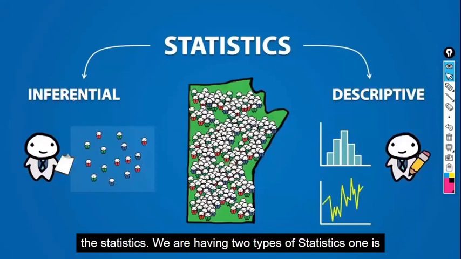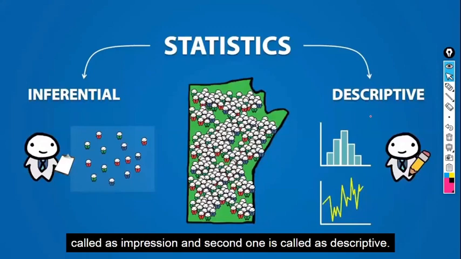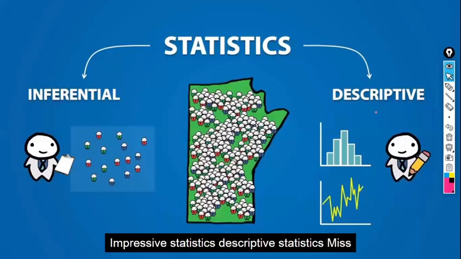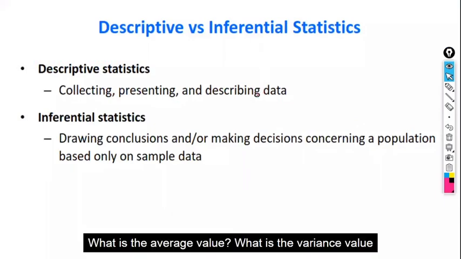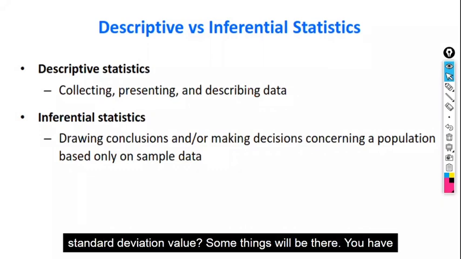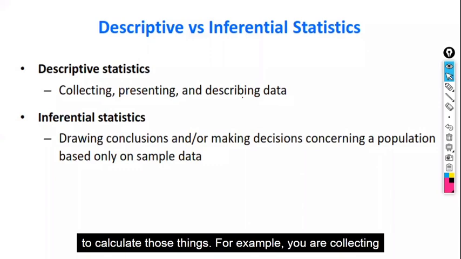Now within statistics, we have two types. One is called inferential and the second one is called descriptive. Descriptive statistics means you just collect the data and describe it. What is the average value? What is the variance value, the standard deviation value? Some things will be there, and you have to calculate those things.